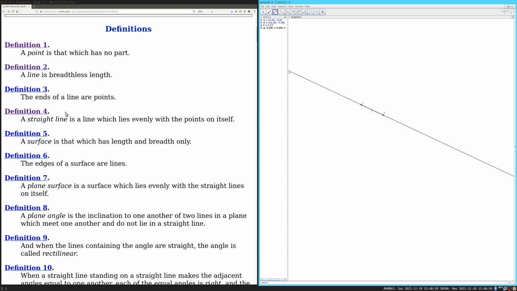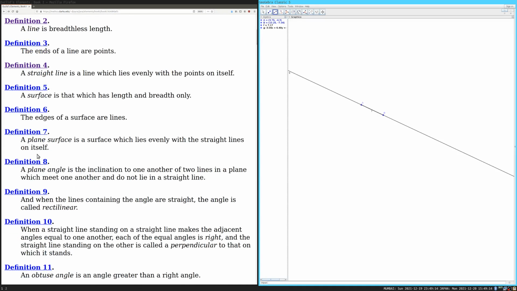Anyway, a surface is that which has length and breadth only. Okay. The edges of a surface are lines, right? Okay. A plane surface is, okay, a surface that isn't curved. Okay. A plane angle is the inclination to one another of two lines in a plane. Okay, so he defines it as an inclination. I think today we would think about it, it's actually really, really difficult to talk about what a wedge is.